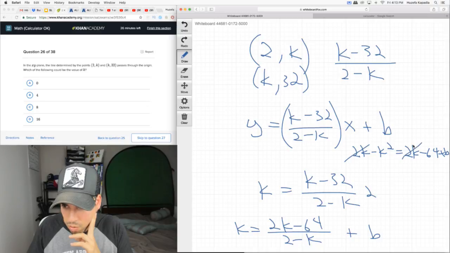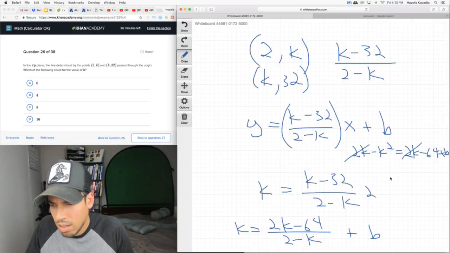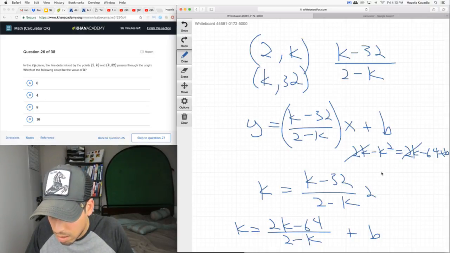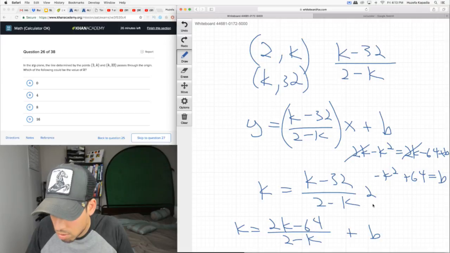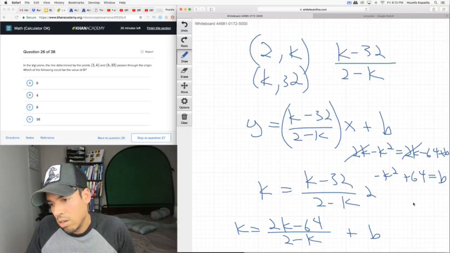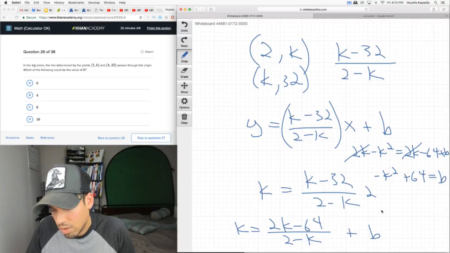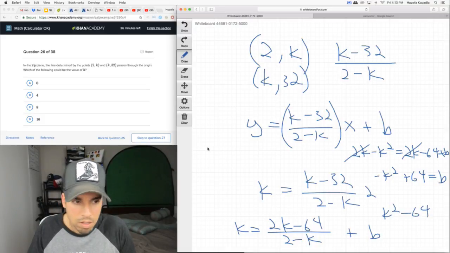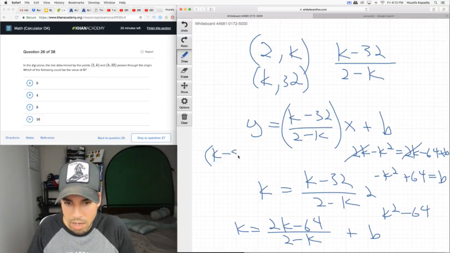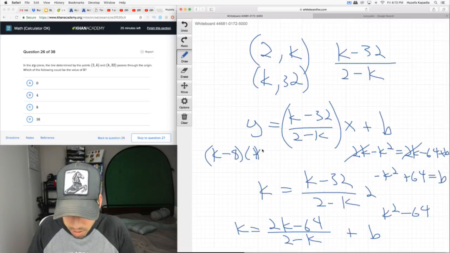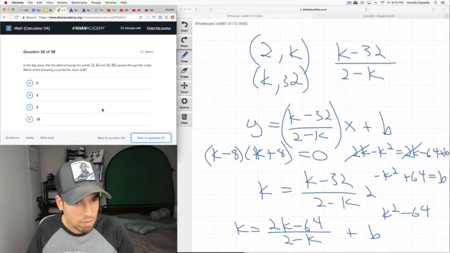And then these terms go away. And then b is supposed to be equal to 0 anyways. Negative k squared plus 64 equals b, which is 0. Let's multiply everything by negative 1, so k squared minus 64. So (k minus 8)(k plus 8) equals 0. So k is either 8 or negative 8, so it's 8.